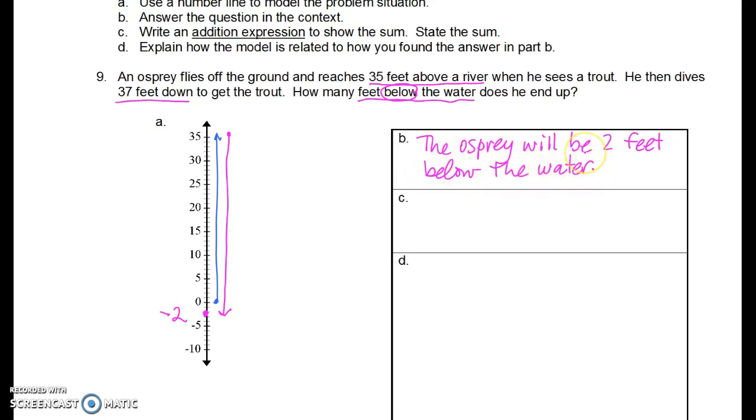All right, part C says write an addition expression to show the sum. I started with 35 in a positive direction. I added 37 negatives, in the opposite direction, my sum was -2. And I am going to skip part D and let you do the same.